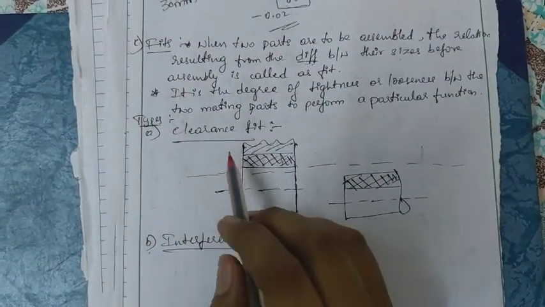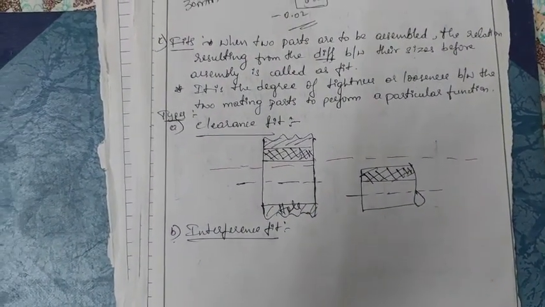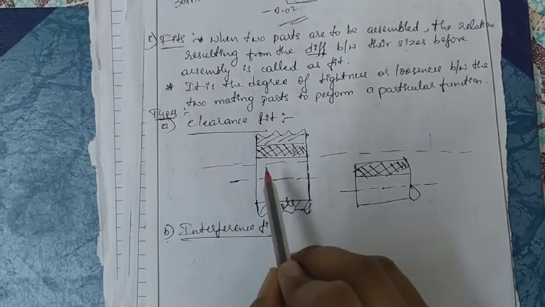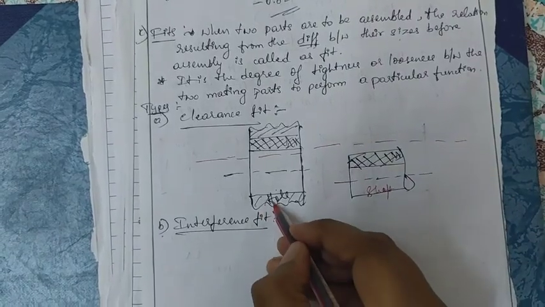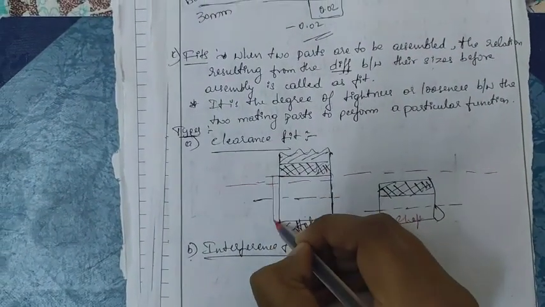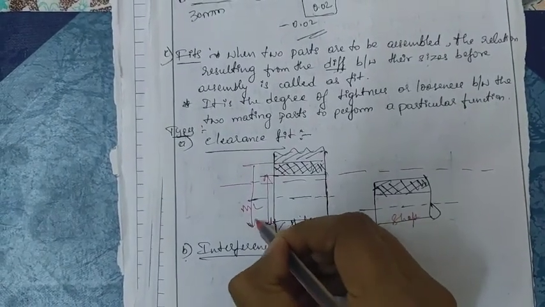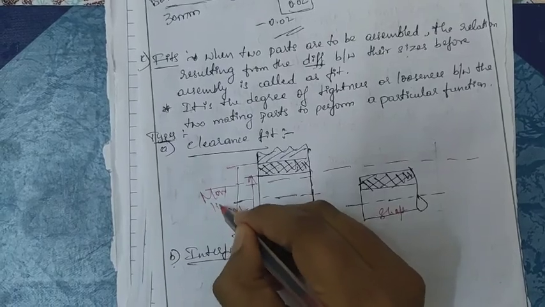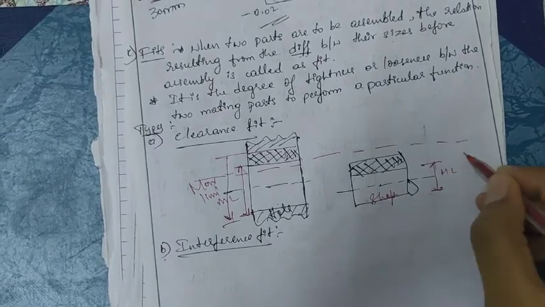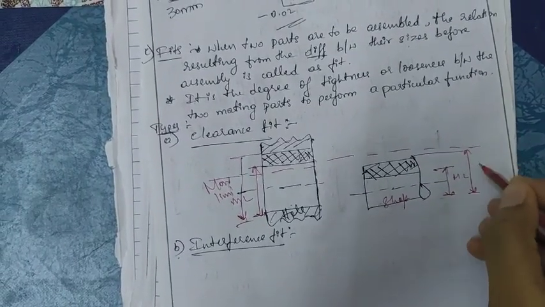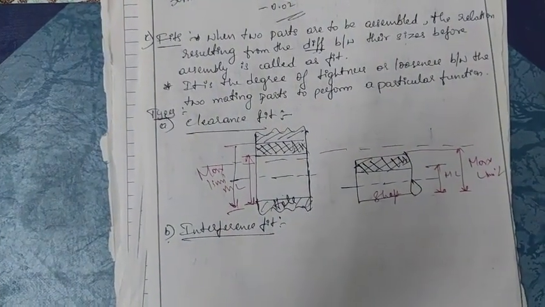The clearance fit is nothing but the difference between the size of the hole and the shaft before assembly. This is the shaft and this is the hole. So the minimum limit is from here to here, and the maximum limit is from here to here. For the shaft, from here to here is the minimum limit, and from here to here the maximum limit. Now we are dealing with respect to the clearance.